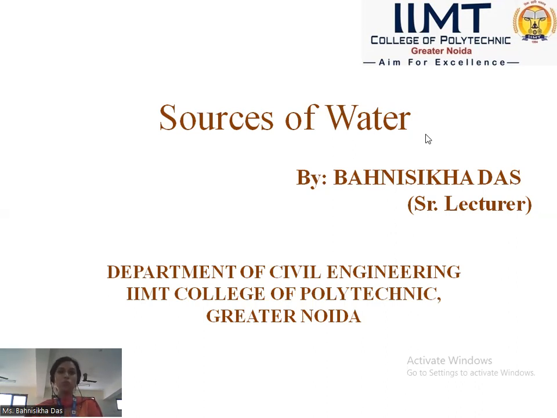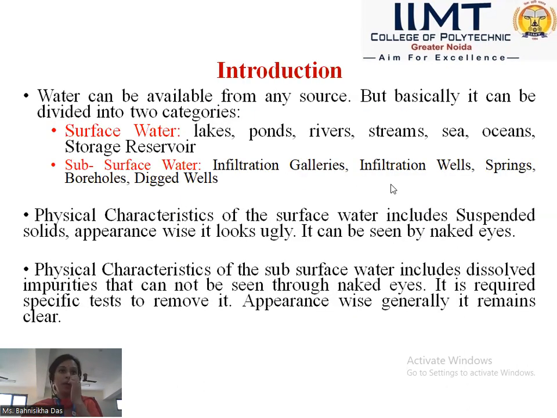So coming back to the topic, sources of water. A source of water is actually a place from where we get the water. The entire source of water is basically divided into surface source and subsurface source. Surface source of water deals with the water that is available above the earth's surface in the form of lakes or ponds or rivers or oceans, etc. However, subsurface source or groundwater source is the one which is available beneath the earth's surface in the form of infiltration galleries, infiltration wells, then bore wells or dug wells or springs, etc.